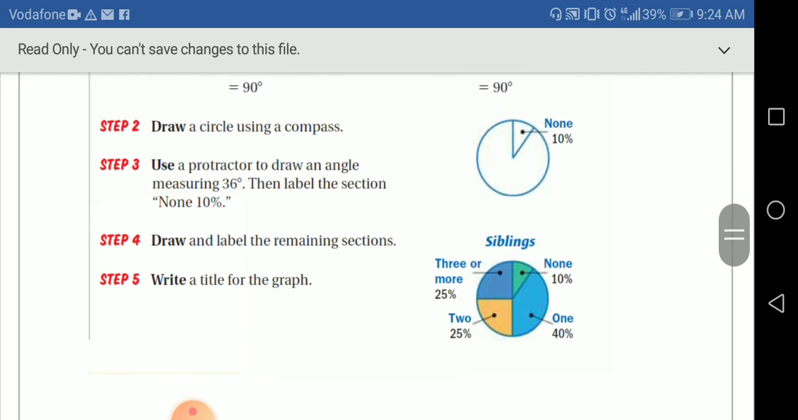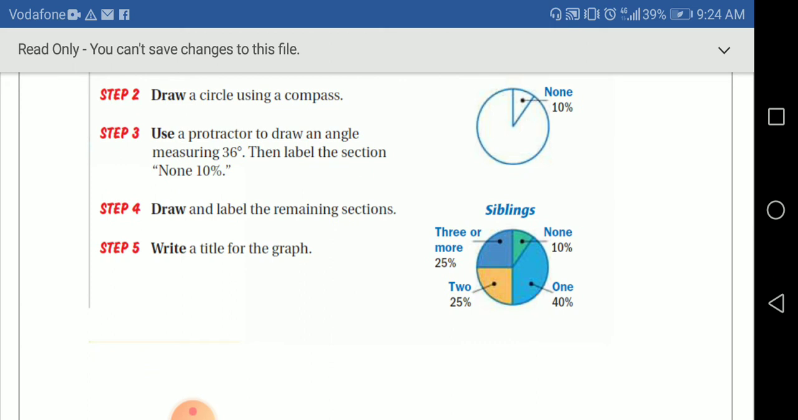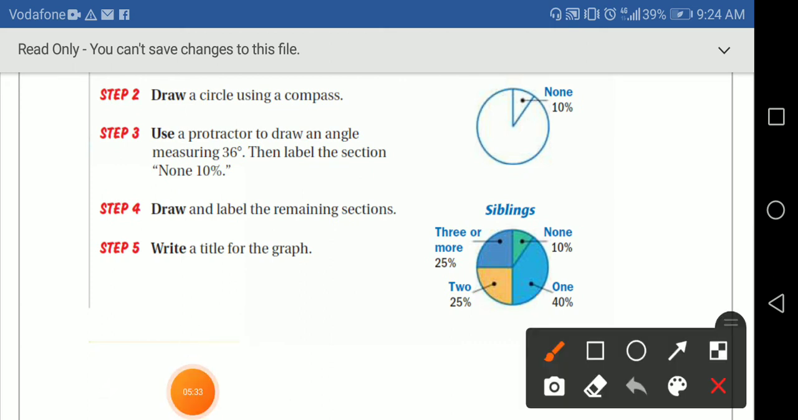Okay guys, draw a circle using what? We are going to use the compass. So I will use the compass and draw. Now use your protractor also to draw the angle, measure 36. So I will have 36 degrees, then label the section. The first one I will do 10 degrees, then I will draw the 25, the 90, and the 40 and so on. Then title the graph and call it siblings.